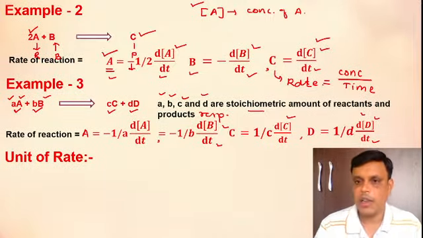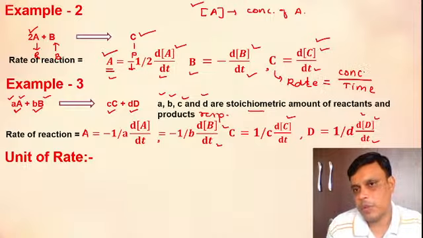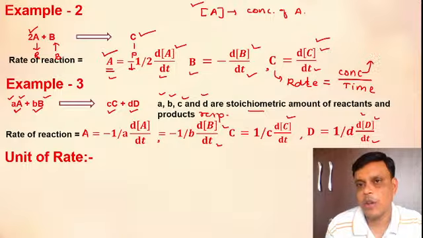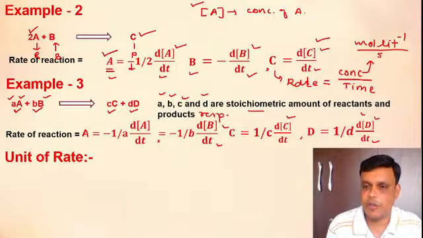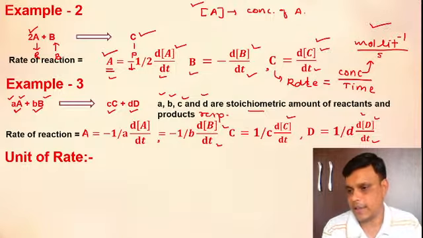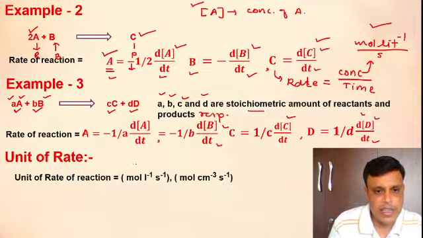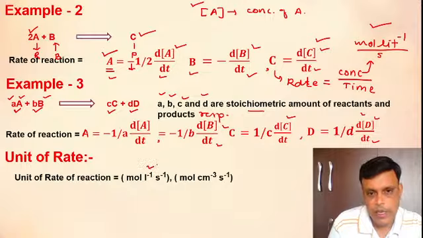Concentration upon time. Here, concentrations are generally expressed in moles per liter, and time is generally expressed in seconds. So this is the unit of rate: moles per liter per second. See here, the unit of rate of reaction is moles per liter per second.